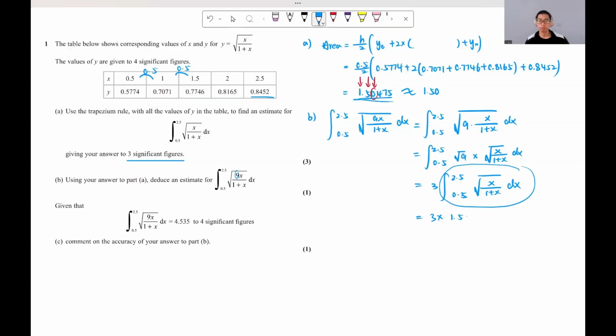1.50475. If we put that in the calculator, 3 times that would be 4.51425.